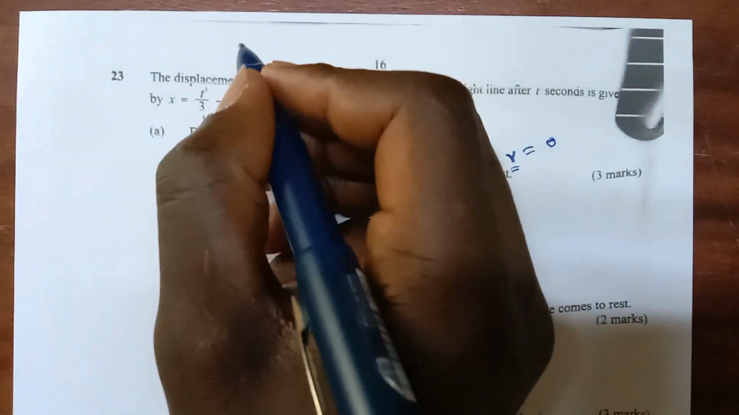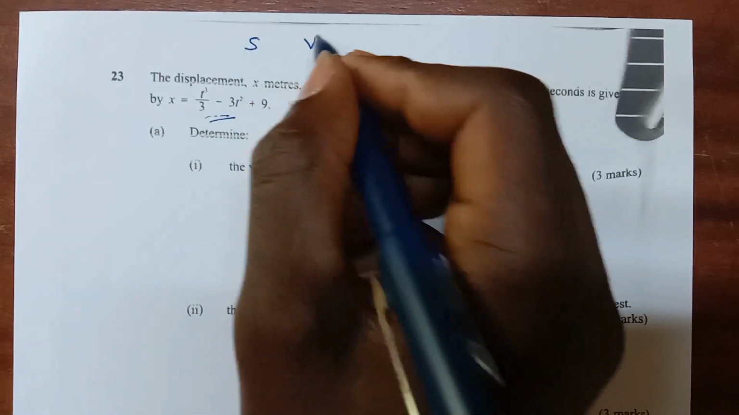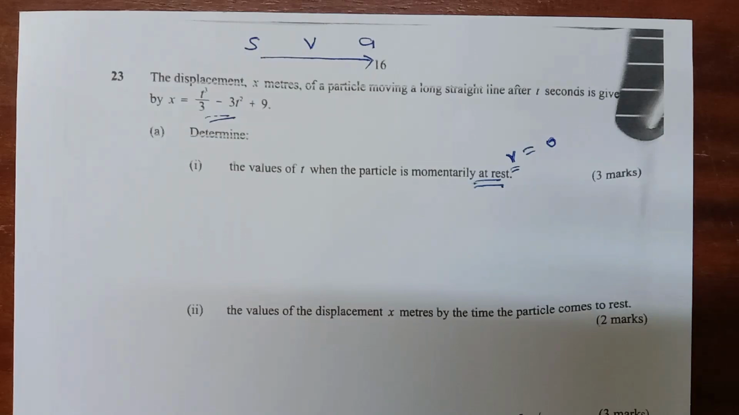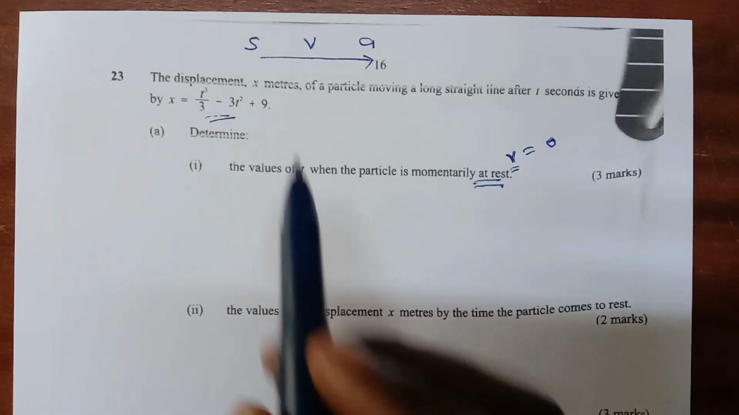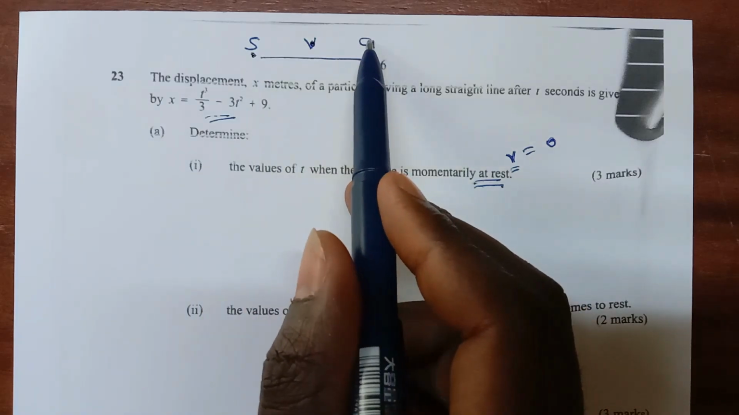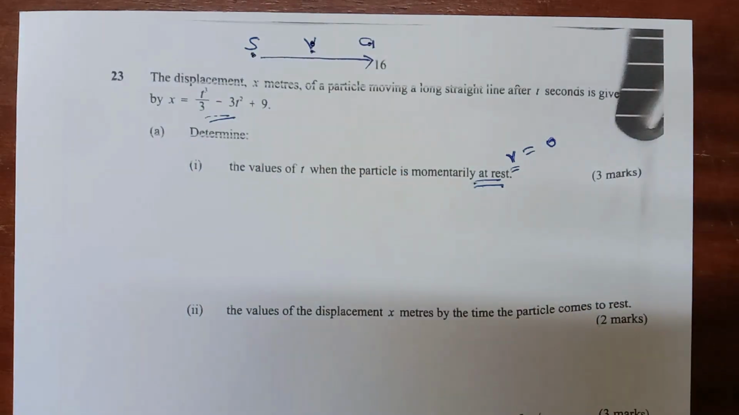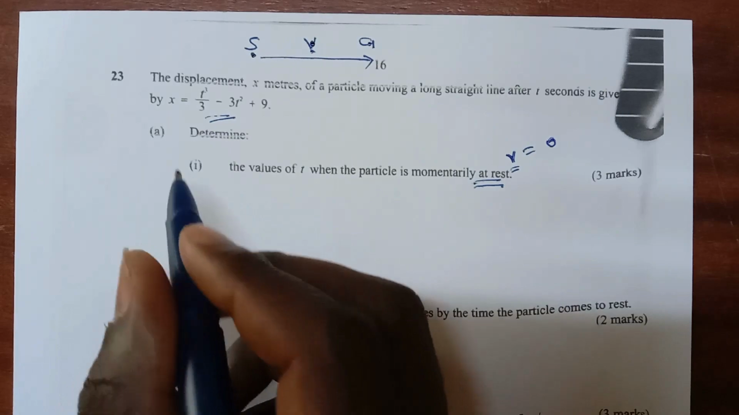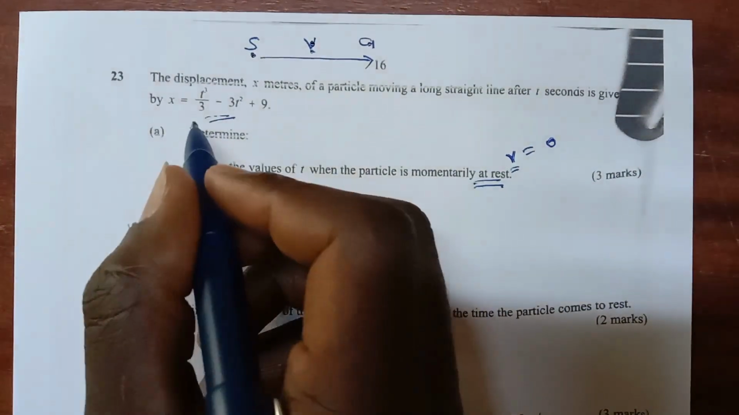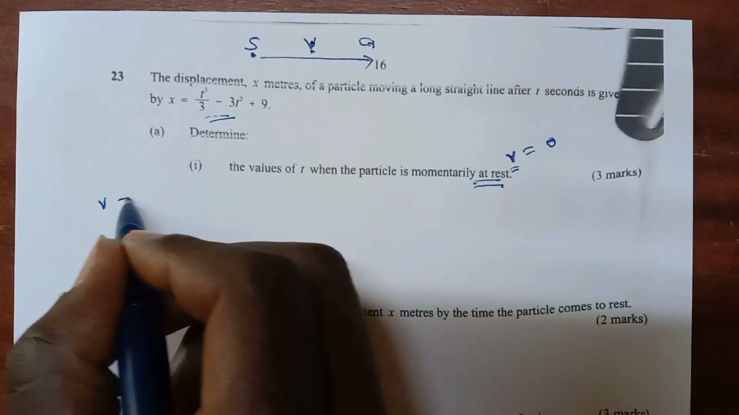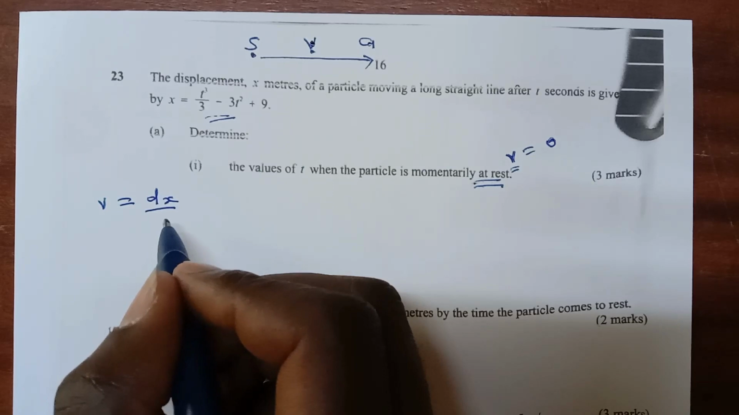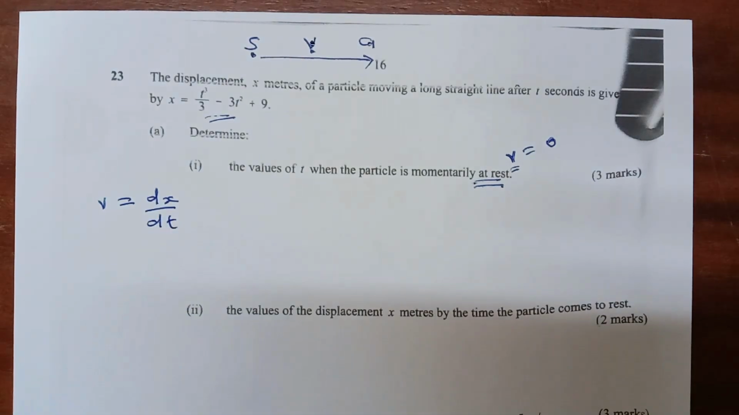We know that we normally go from displacement to velocity, then to acceleration. So you differentiate as you move along. For us to get velocity, we differentiate displacement. For us to get acceleration, we differentiate velocity. So we are going to differentiate our displacement. So velocity is going to be dx with respect to t.